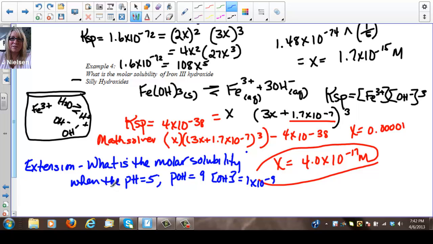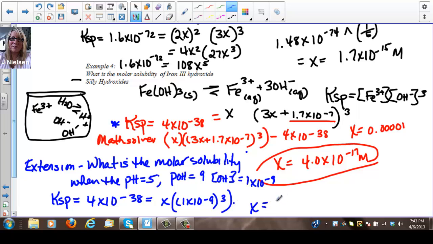So in that case, what you would do is, going back to your original equation right here, Ksp equals 4 times 10 to the negative 38, which equals x times, and you would put in your value 1 times 10 to the negative 9 cubed. And when you solve for that, you're going to get x equal to 4 times 10 to the minus 11 molar. So that's just an extension of how this problem could be changed.